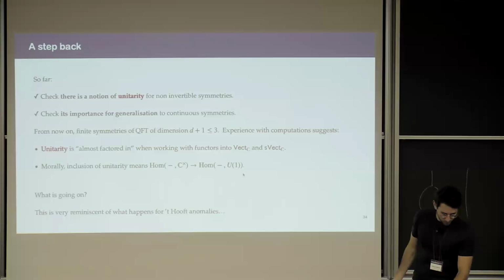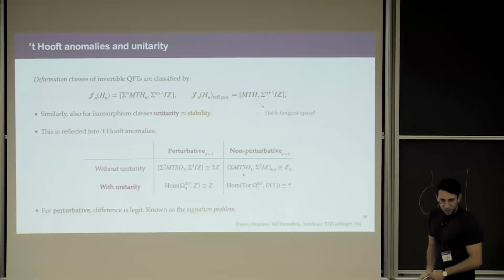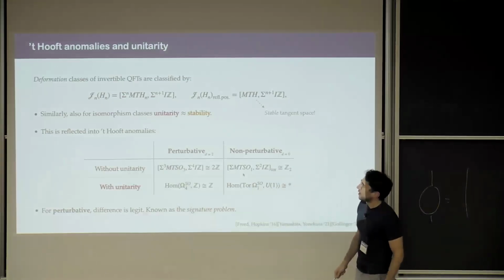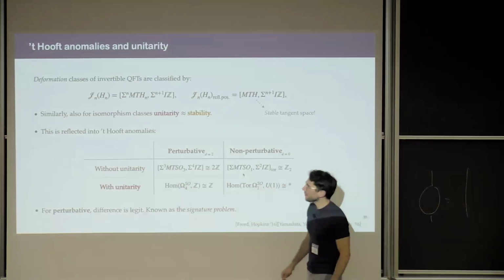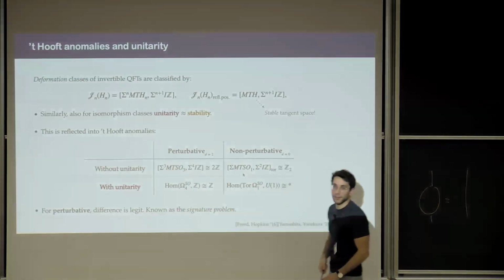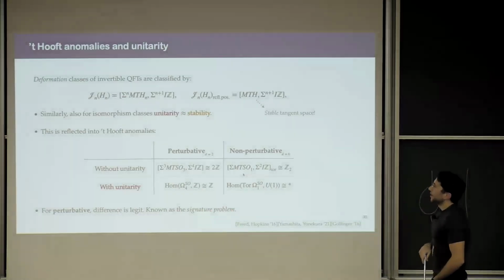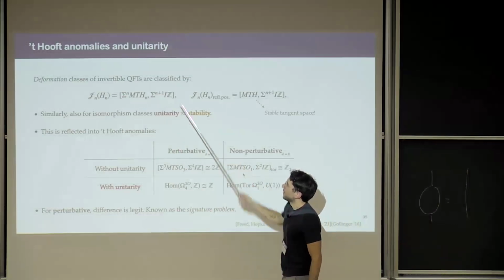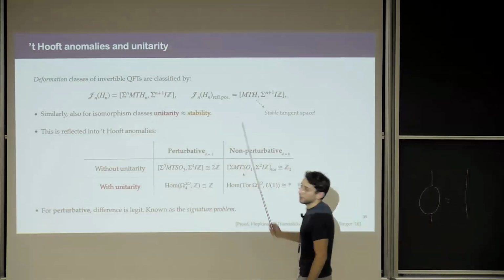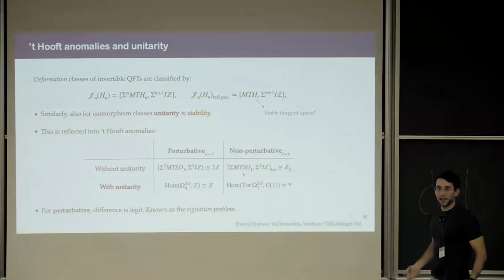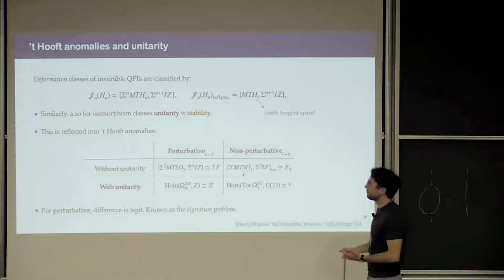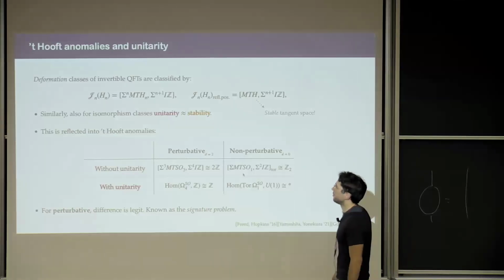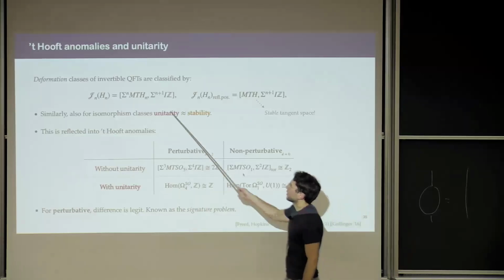So for anomalies, we know that they are, as was said this morning, in relationship with deformation classes of invertible TQFTs in one dimension higher. And what we can do is try to look at the classifications of these TQFTs with and without unitarity to see whether we can get some suggestions about why things should behave well, even if we don't impose equivariantization with respect to some sort of unitary data. So let's look at the classifications.